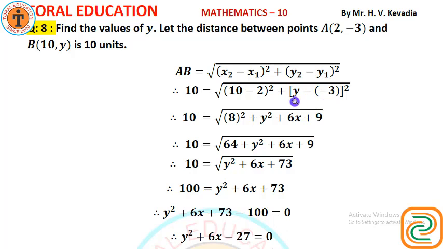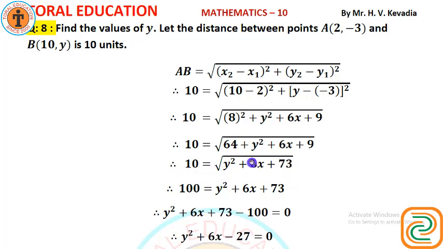Look at this, (y plus 3) whole square is y square plus 2 into 3 into y, that is 6y. Here it will be y, not x. Okay friends, so consider it as y instead of x in all the terms. So 10 equals square root of 64 plus y square plus 6y plus 9. Square of 8 is 64. So 10 equals square root of y square plus 6y plus 73.